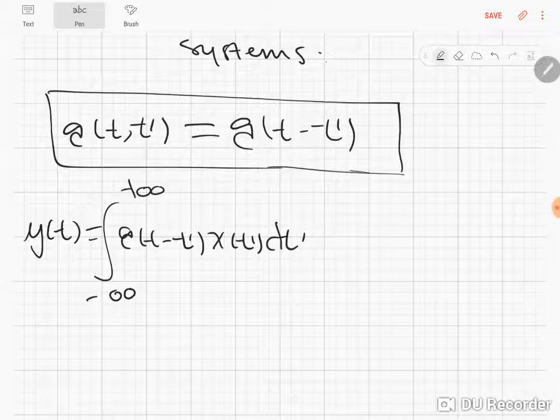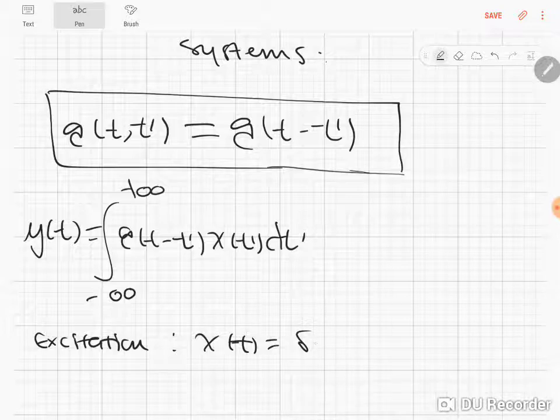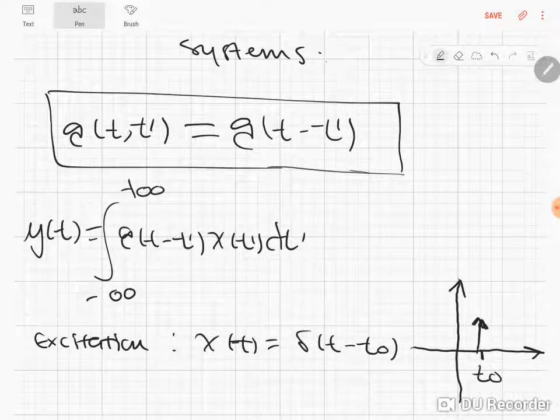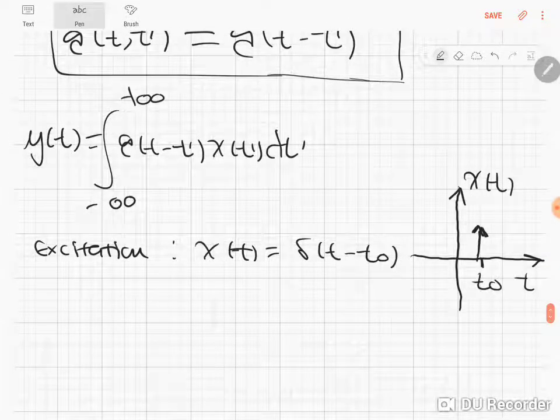What happens when the excitation has the following form? If the excitation is equal to a delta of t minus t0. If I plot the excitation, this is t0, and my excitation is just a small impulse around t0. This is x of t, this is t. Okay.